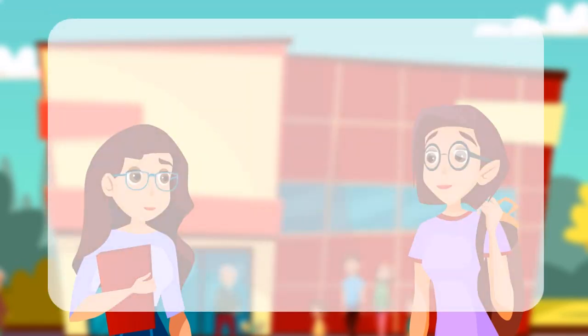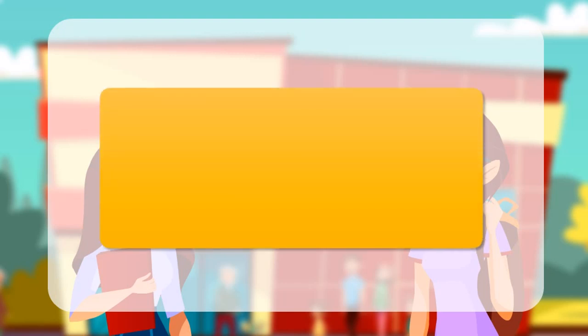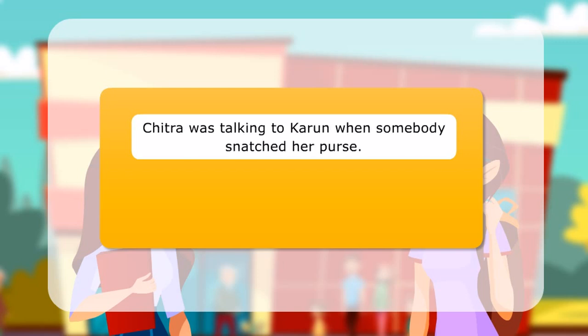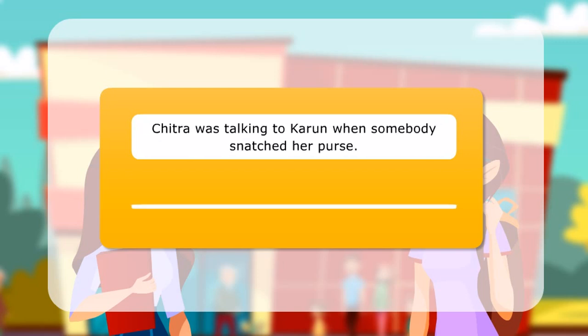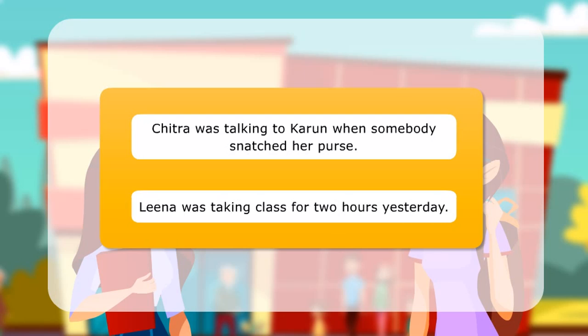Here are few more examples of sentences with verbs in past continuous tense. Chitra was talking to Karun when somebody snatched her purse. Leena was taking class for 2 hours yesterday.